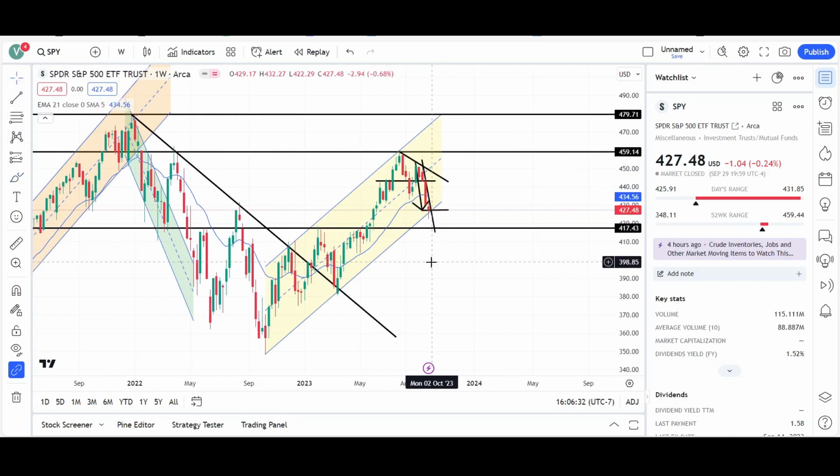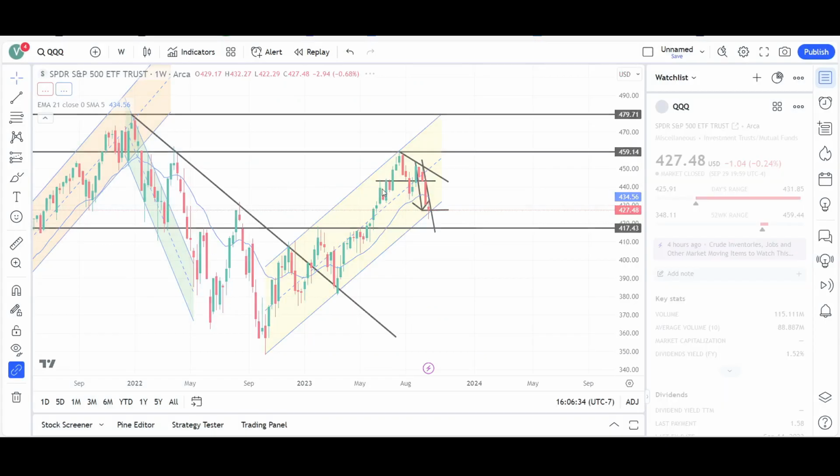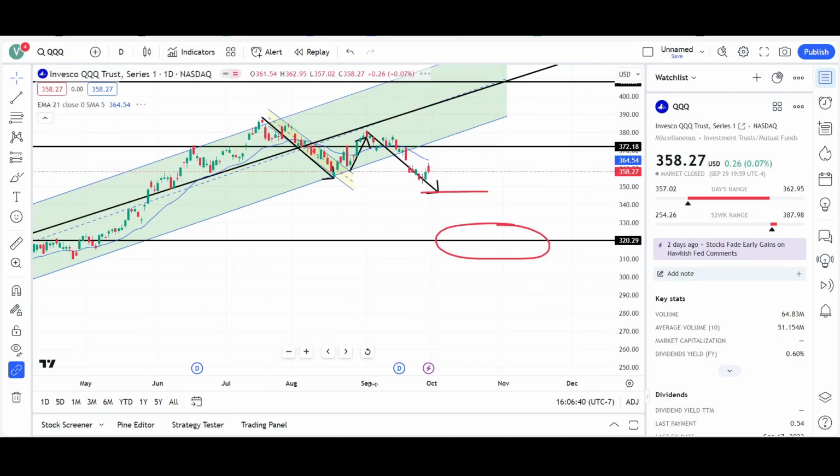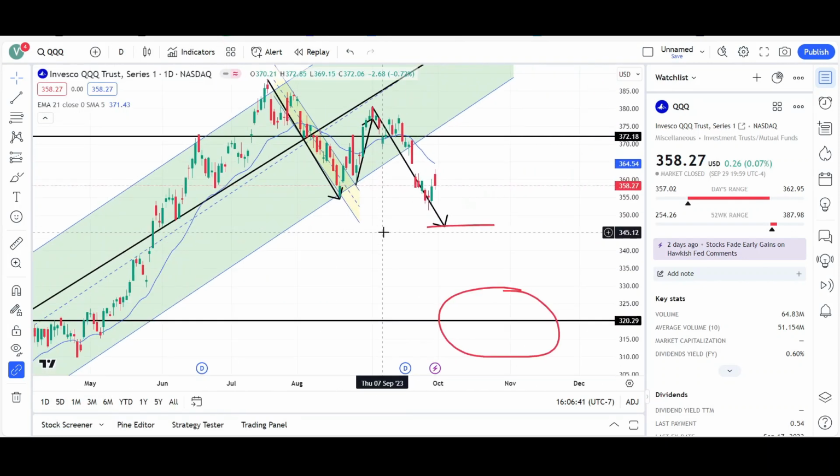Let's take a quick look at the QQQ. So here's the QQQ, first taking a look at the daily chart. On the daily chart, the QQQ has not reached its measure move target. So maybe that's why the SPY has not resumed the uptrend yet.